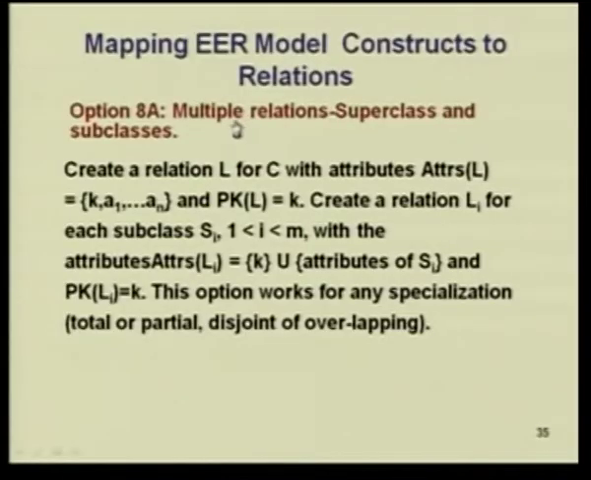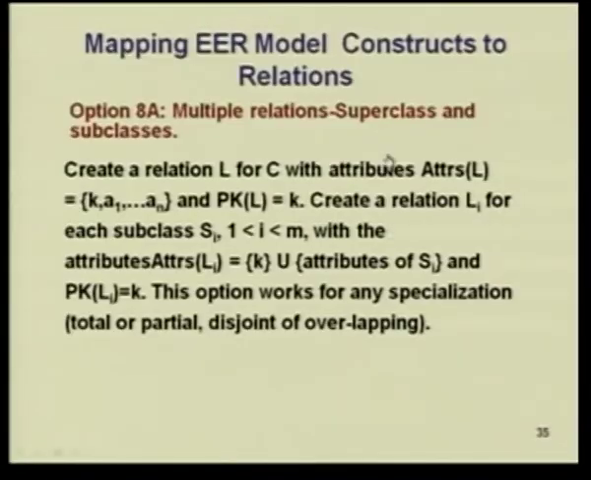The first one is multiple relations, superclass and subclasses. What you do is create a relation L for C, the superclass, with the attributes of L being K, A1 to An, where the primary key of L is K, the primary key of the superclass. Now create a relation Li for each subclass. So you have first created relation L corresponding to the superclass, and there you have put the attributes corresponding to C. Its primary key is K and its attributes are A1 to An.